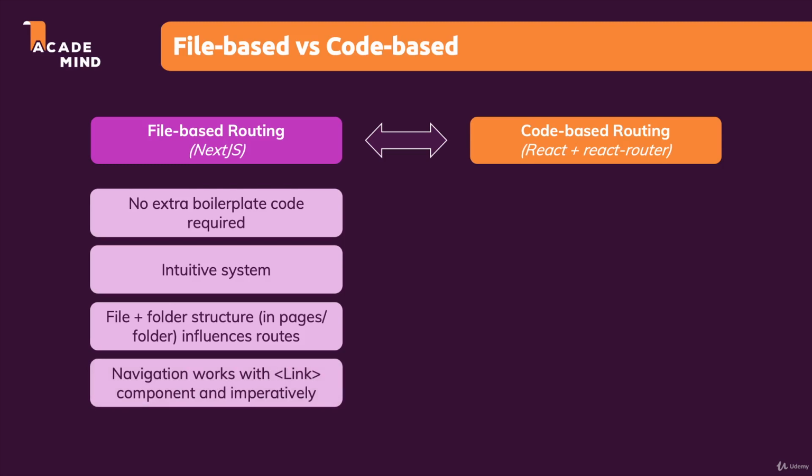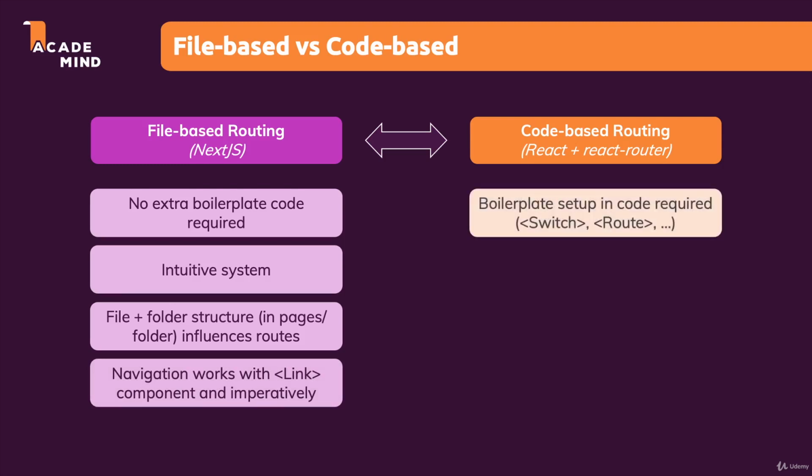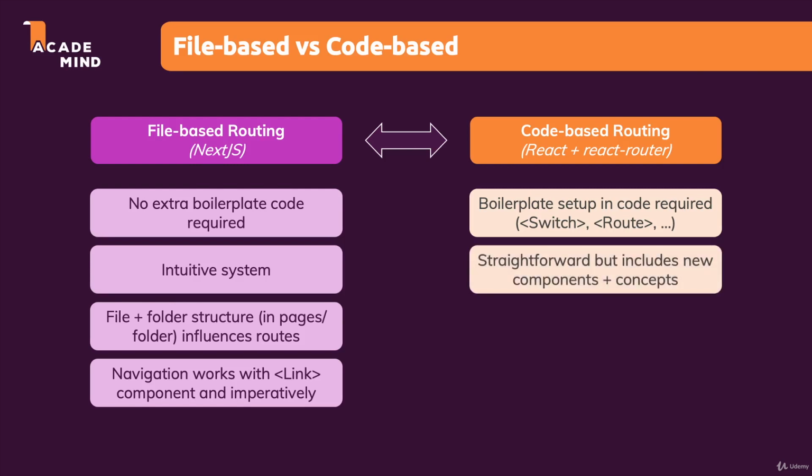Now, for code-based routing, we do have that extra boilerplate set up in code. Though, of course, you could argue that by doing that, you have some code where you can see which routes are supported. You don't need to look at the file system, though I would argue that looking at the file system wouldn't be too difficult. But of course, ultimately, that's up to you to judge. Now, it is definitely straightforward, don't get me wrong, but it includes new components and concepts which you need to learn, like that switch component and that route component, and how to order your routes, and so on. So that can be annoying.